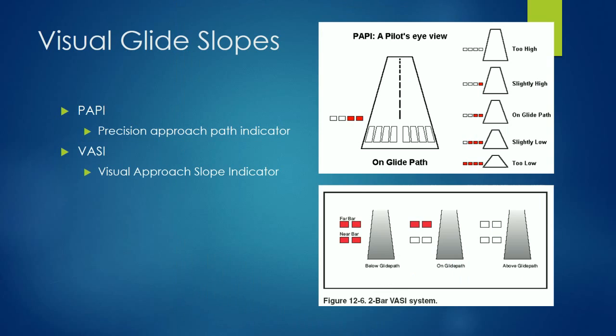Now, some airports have visual glide slopes. There's two basic types. There's PAPIs and there's VASIs. A PAPI stands for Precision Approach Path Indicator, and it's the top right picture here. And it just gives you a visual indication using red and white lights as to whether or not you are high or low.